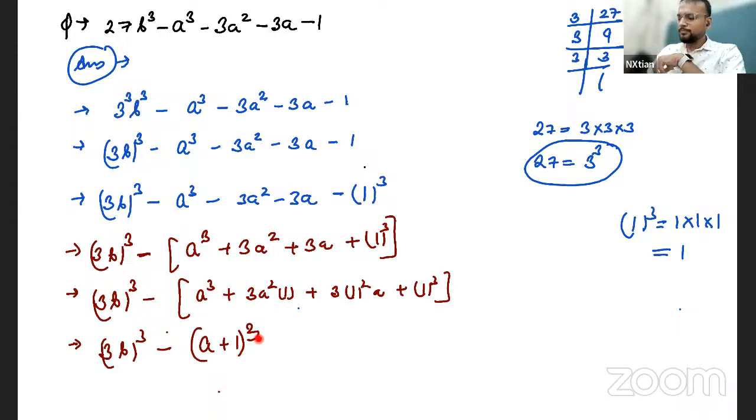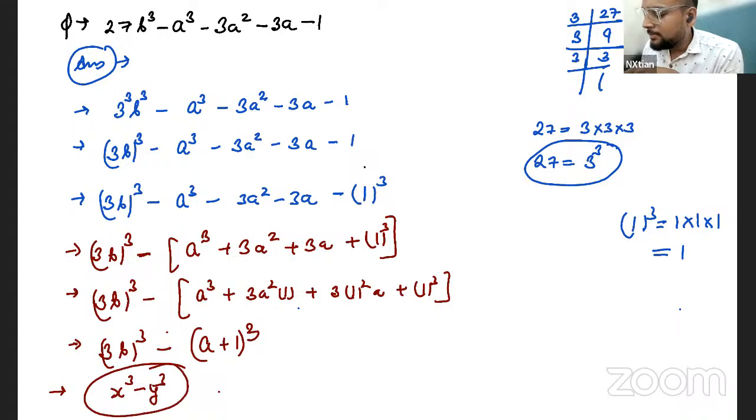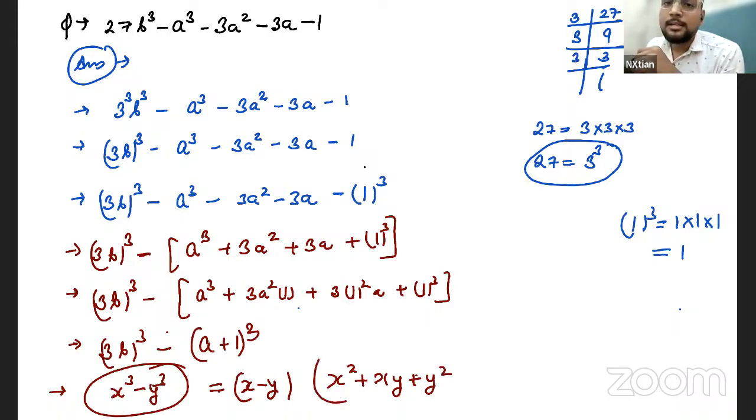Now again it is in the form of x cube minus y cube. Now what is the answer of that? It is x minus y into x square plus xy plus y square. Guys, did you understand? Yes or no? So if I compare this, I got that x is equal to 3b and y is equal to a plus 1. So I just have to put these values into this to get the answer.